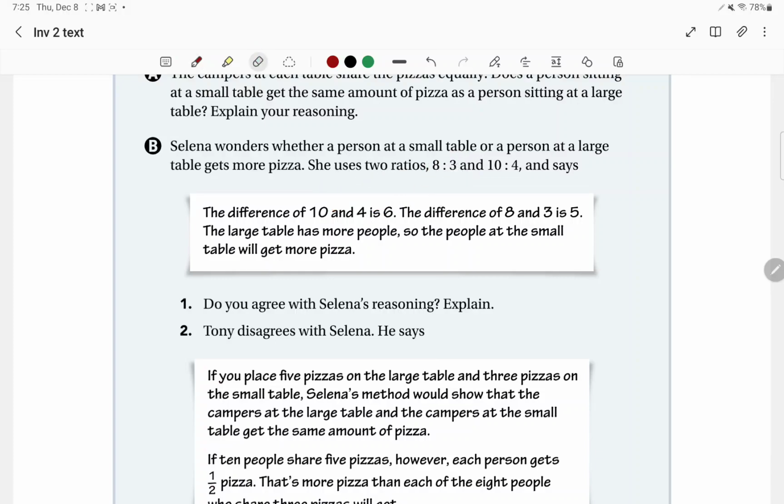She says the difference of 10 and 4 is 6. So she's looking at the difference between the number of pizzas and the number of people at the table. That difference is 6. And then the difference of 8 and 3 is 5. The large table has more pizza, so it has more people, so the people at the small table will get more pizza. Right?